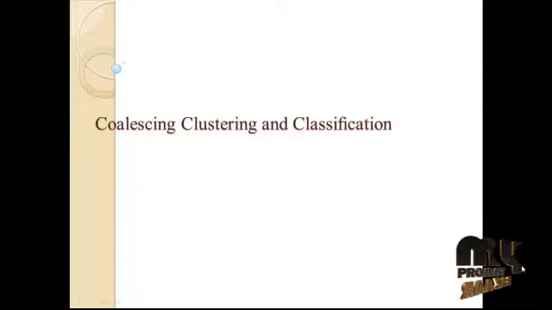Our title is Coalescing, Clustering and Classification. So our title is under the domain called data mining. Normally data mining is nothing but an extraction of required amount of data. So in data mining we have two processes that is called as clustering and classification. Clustering is nothing but a grouping of similar objects in the data set, and the classification is nothing but classifying the data based on the class values in the data set.